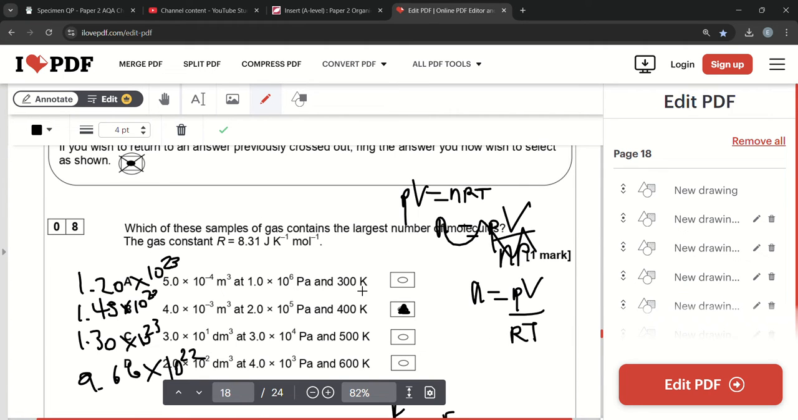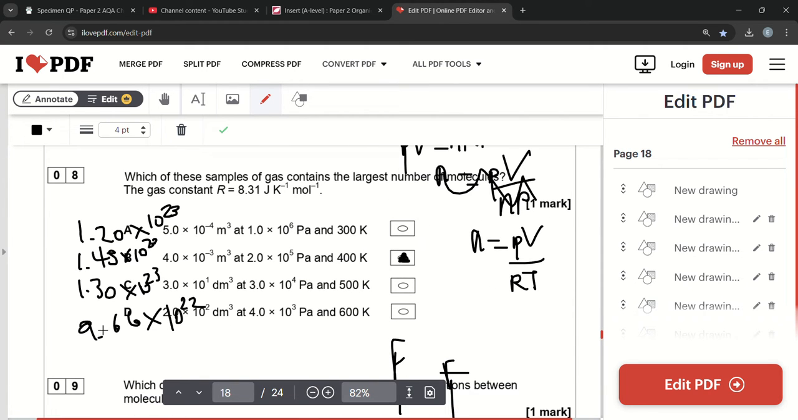So the answer for question 8 was B. It might look like D, but that is times 10 to the power 22. That is not as big as something times 10 to the power 23.